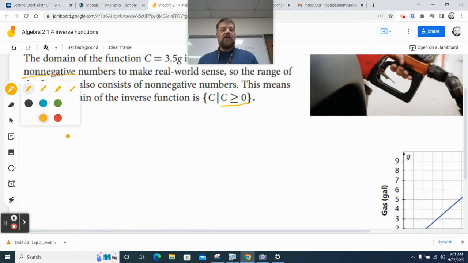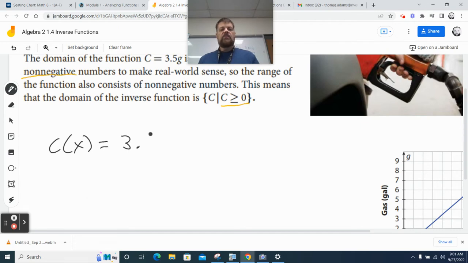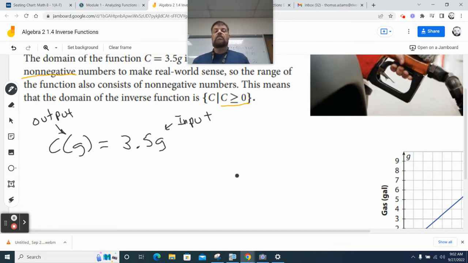So my equation, and I'm going to write this slightly different. If I write my equation as C of x is equal to 3.5g, and it's actually not C of x. What would it be? C of g in function notation. So what is g? Isn't that the independent input, right? In other words, C of g is dependent upon the value of g. How many gallons? The cost is dependent upon the number of gallons I buy, right?